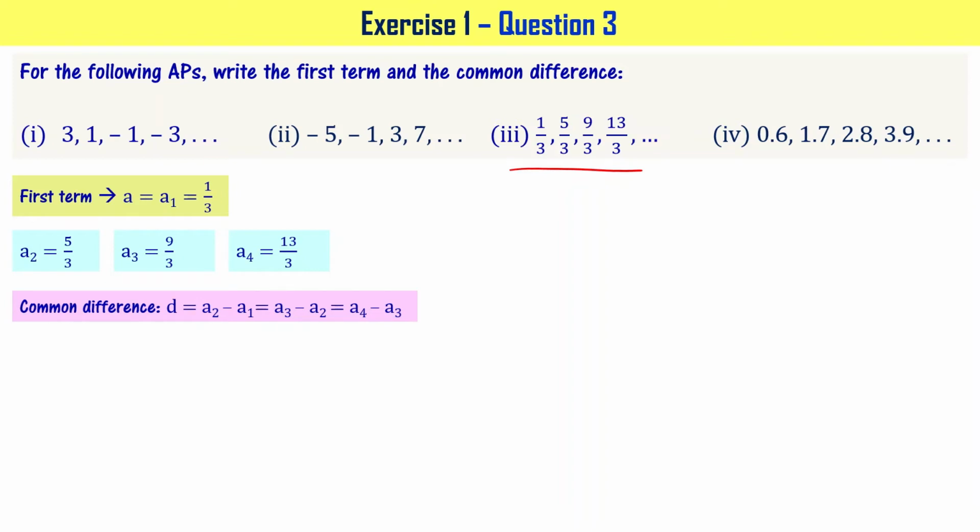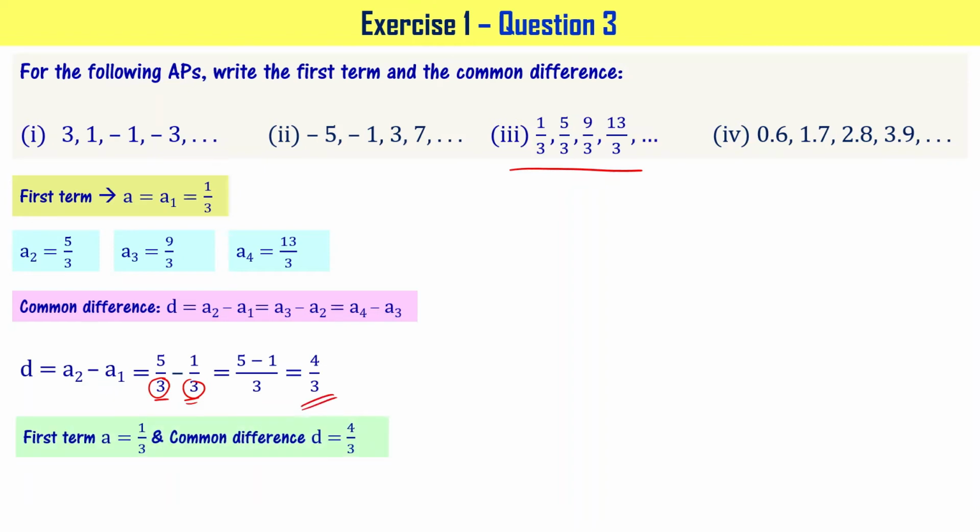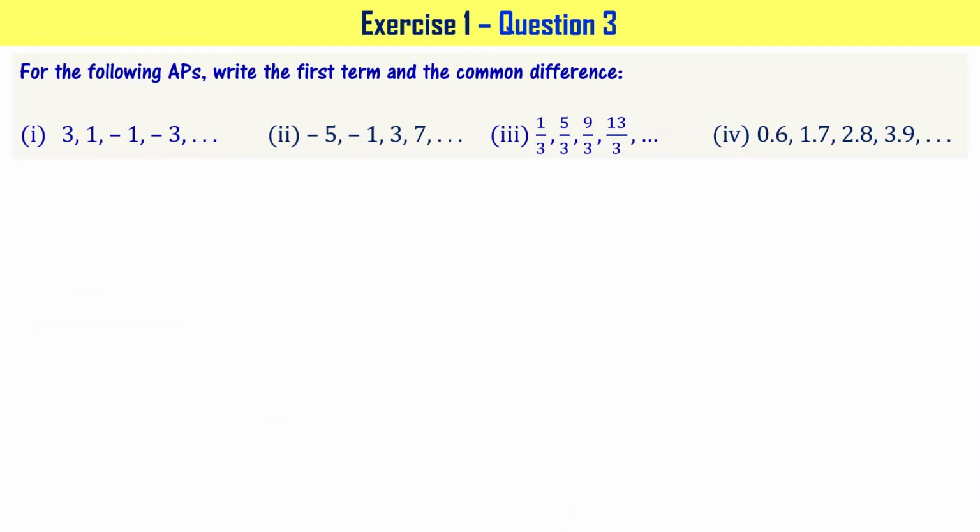So let's subtract 1 by 3 from 5 by 3. When you do that, since the denominators are same, you can simply subtract 1 from 5 in the numerator. 5 minus 1 divided by 3 is what you have, that is equal to 4 by 3. The common difference is 4 by 3. So to answer the question, the first term is 1 by 3 and the common difference is 4 by 3. Got it? Let's look at the last part of the problem.